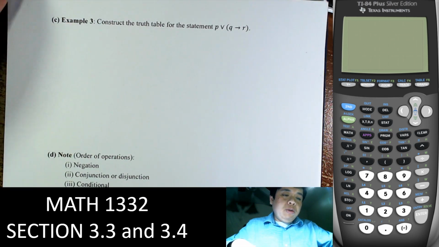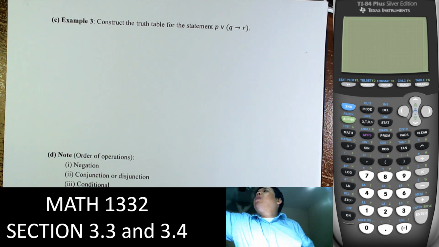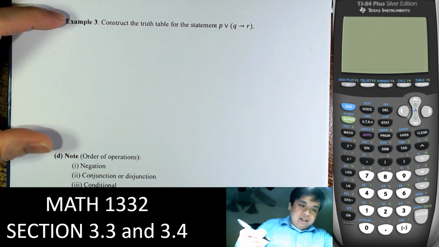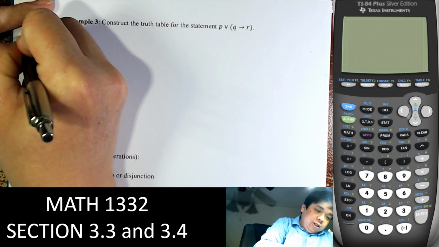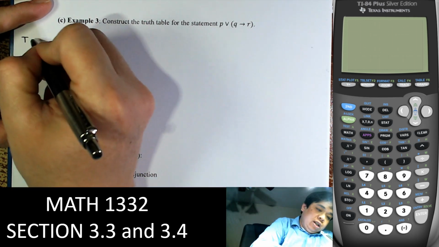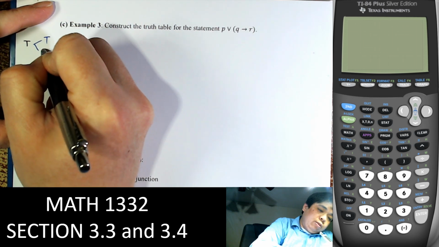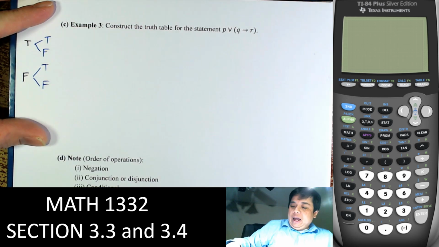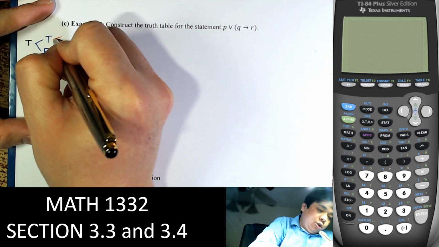I'll construct the truth table for the following. So we have this example. There are 3 simple statements. So how many rows do we need to make a truth table? Well, let's start again. For the first one, it can be true or false, and it doesn't matter what it is. The next one could be either true or false. And then the next one, just true and false.